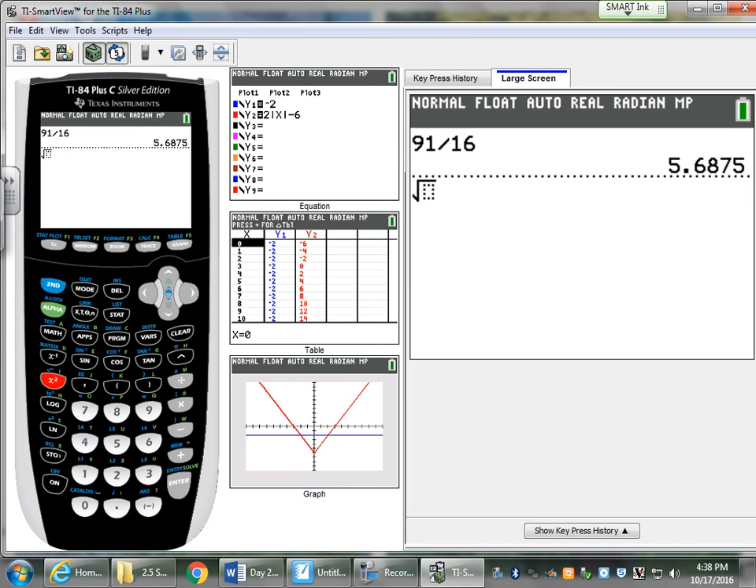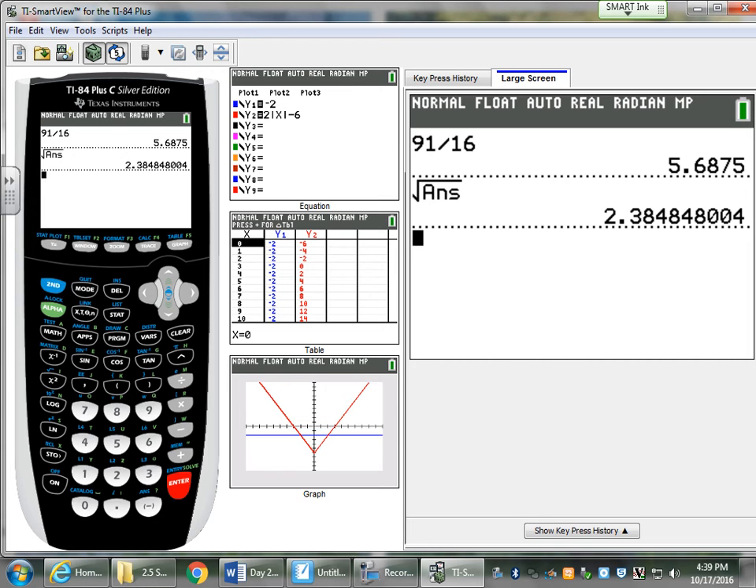But another way, if you want to use the answer from above without retyping it, especially if this decimal was even longer, then you would hit second, then the negative button, because behind the negative button it says answer. That means it's taking the answer from above. So if I hit second negative, that prevents me from having to retype that answer in. And I can just hit enter, and bam, I have that value that we rounded to the thousandth place.